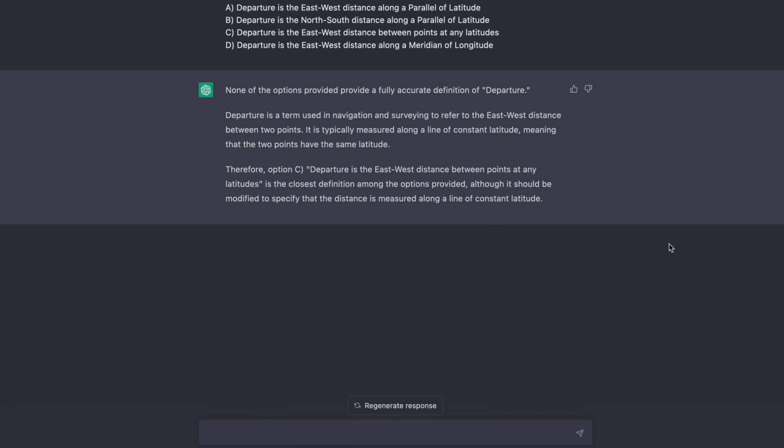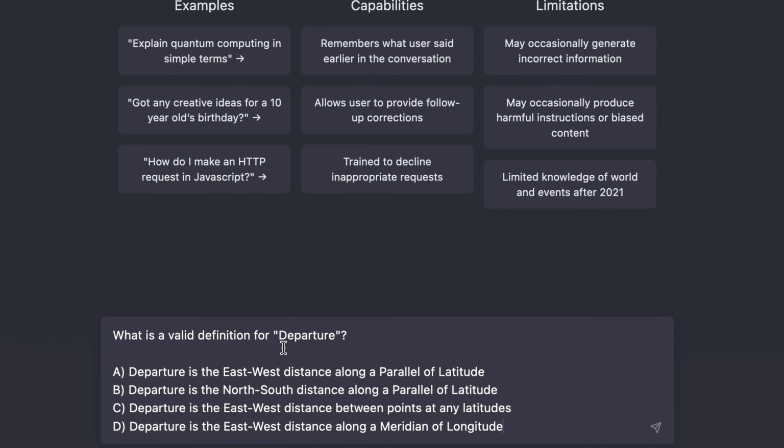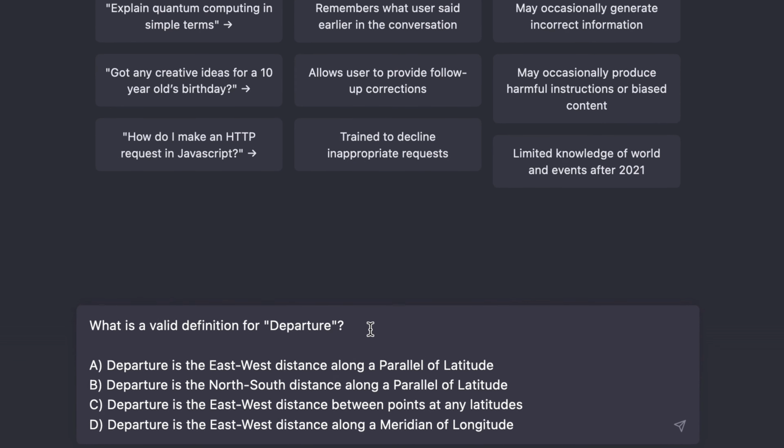Okay, got this wrong as well. To be fair, option C is very similar. The question's a little ambiguous. Although it said C should be modified to specify that the distance is measured along a line of constant latitude, which is what option A already says. For a language model, I'm surprised.